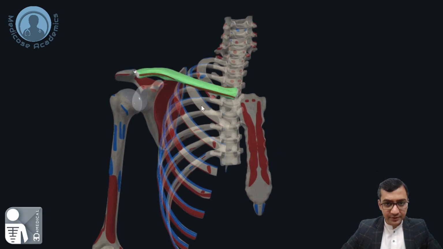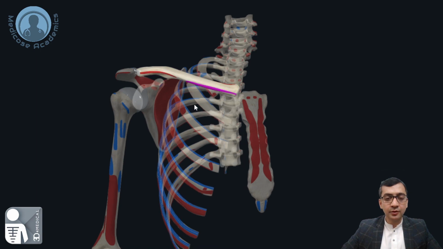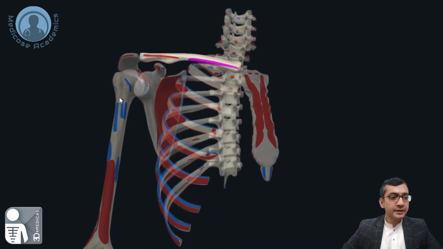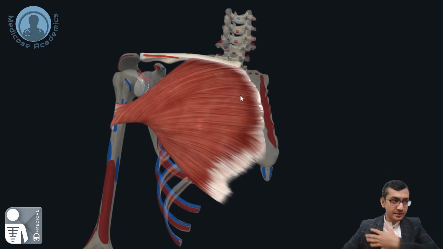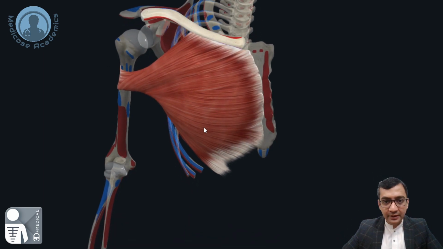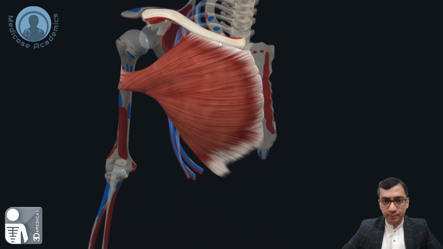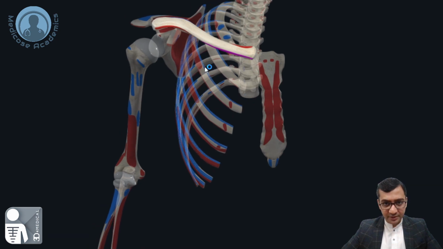Talking about the anterior surface. In front of the medial two-third, there is an attachment of the pectoralis major muscle. This is the pectoralis major muscle that you can see in the front of your chest. Those who are familiar with bodybuilding are very much interested in developing their pecs. So these are the pecs, the pectoralis major muscle. It is attached to the anterior surface of the medial two-third.